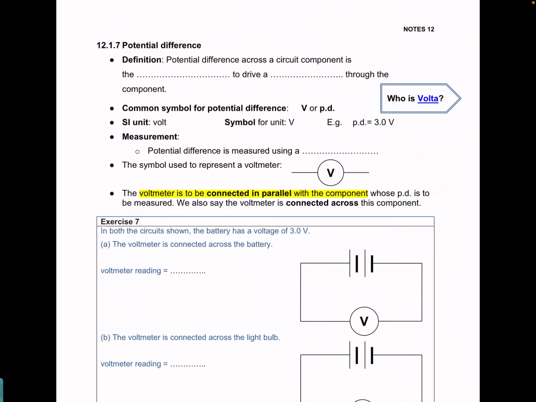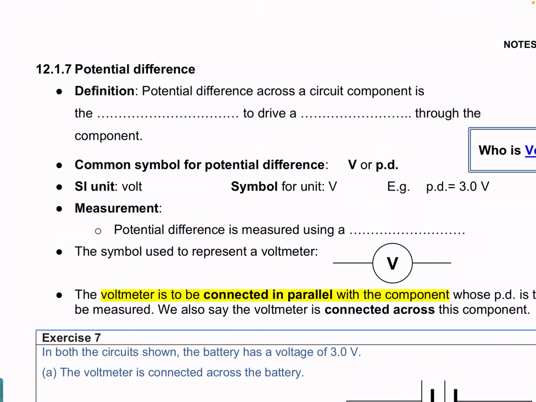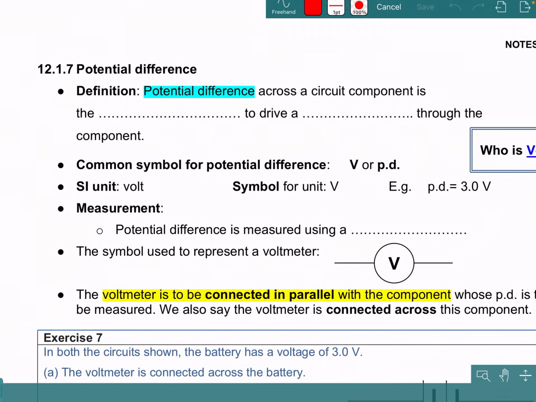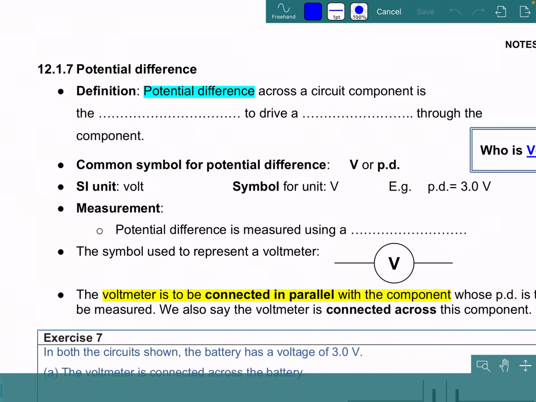Okay, now we look at section 12.1.7, potential difference. We have seen how we can assign electric potential to different points in a circuit, and can also determine the difference in potential between two points. We call that potential difference, or we can use a short form PD, between two points.